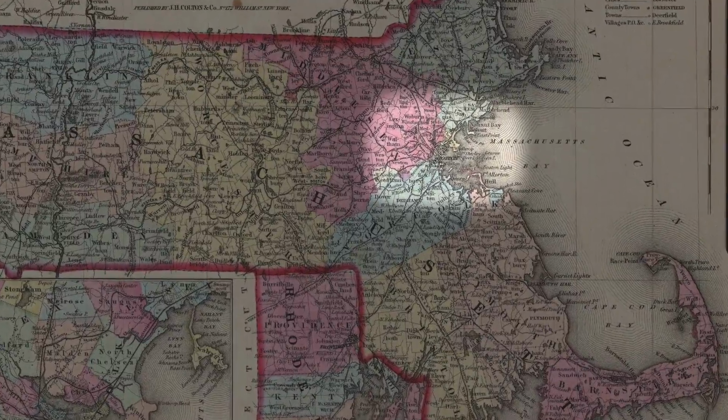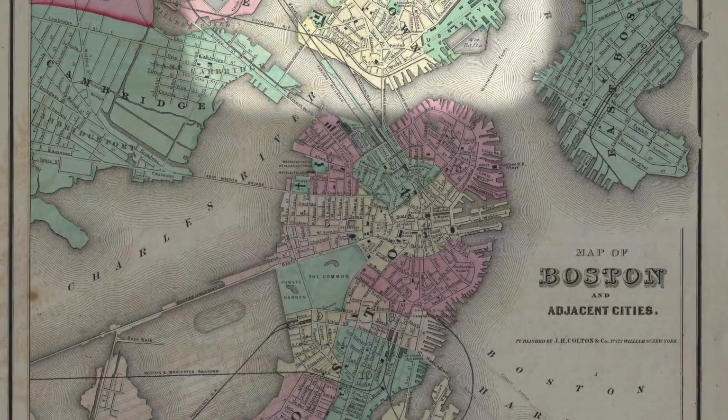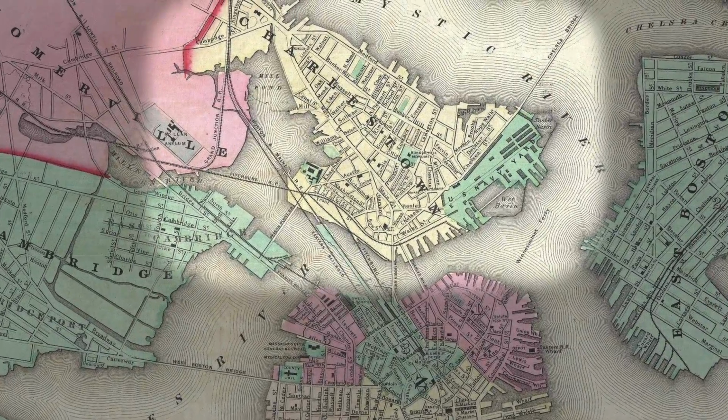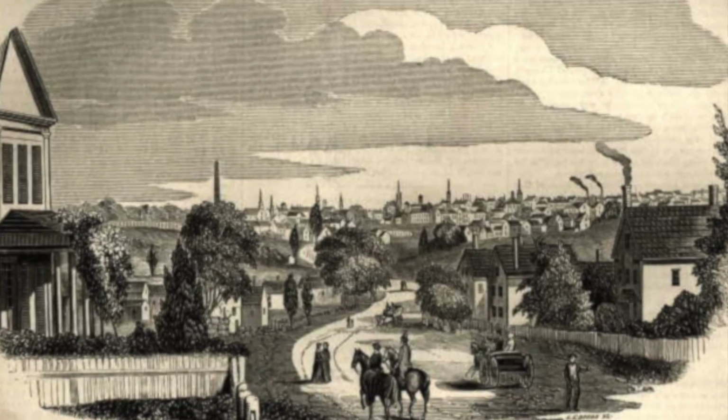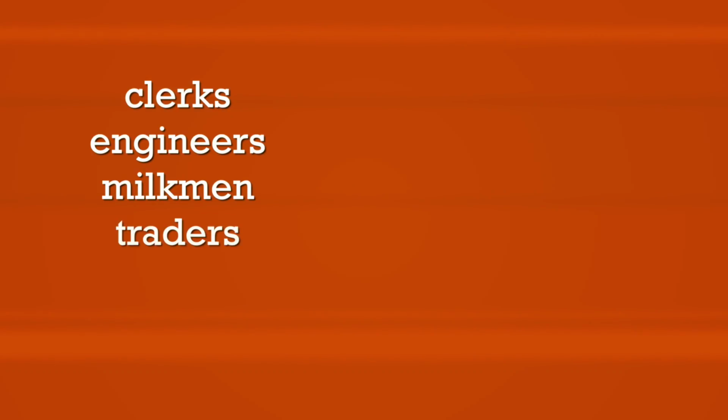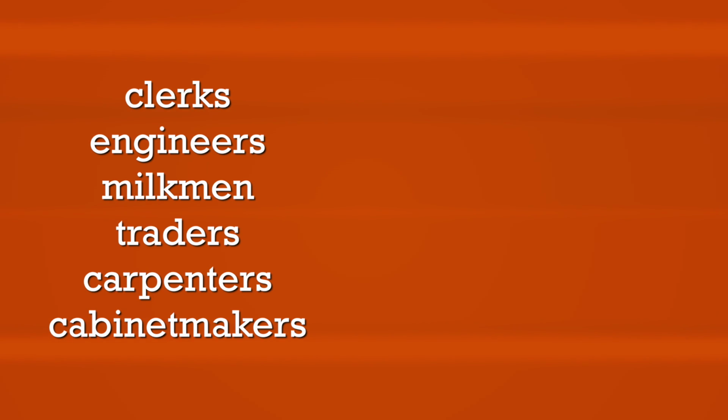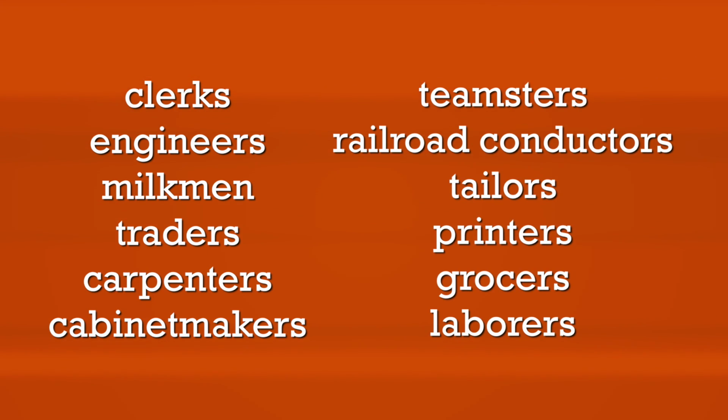Now, a quick glance at the census of 1850 for the town of Charlestown, Massachusetts, should help us understand the social dynamics involved. Charlestown was an urban community in a country where the overwhelming majority of the population, more than 80%, still lived in the countryside. With a thriving Navy Yard, Charlestown had a booming population of people who came from Europe, Canada, and other states. There was work for the whole gamut of 19th century artisans and professionals. Clerks, engineers, milkmen, traders, carpenters, cabinet makers, teamsters, railroad conductors, tailors, printers, grocers, and plenty of work for the most common occupation of all, that of labor.